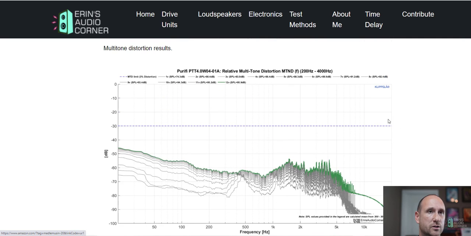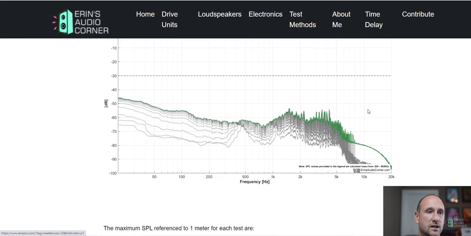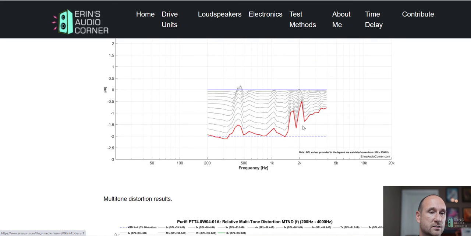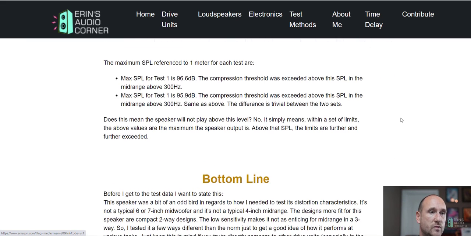This is a different max SPL testing for the range of 200 to 4000 hertz. And you'll notice that the SPL max is basically the same. And the reason why it's basically the same when it's more limited is because, again, it's the mid-range compression that's kind of causing you to lose output there.